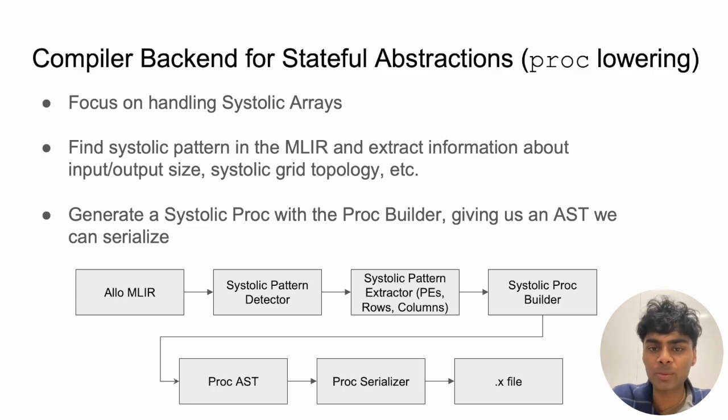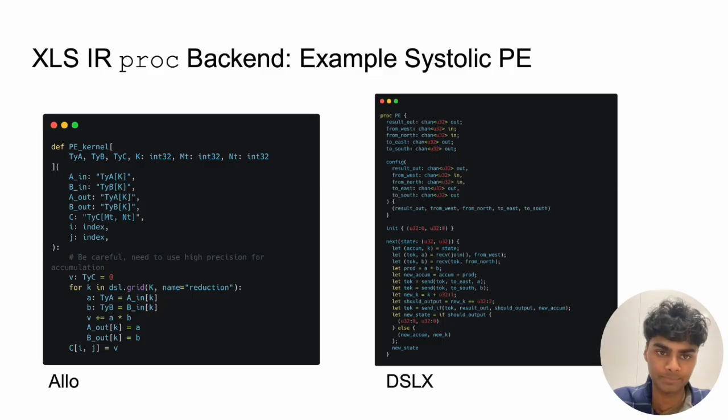Next, we handled systolic arrays. Allo expresses systolic arrays at a high level, but XLS expects a network of communicating procs. We pattern match MLIR to recognize systolic tiles, extract loop bounds and connectivity, and generate a full DSLX proc network.